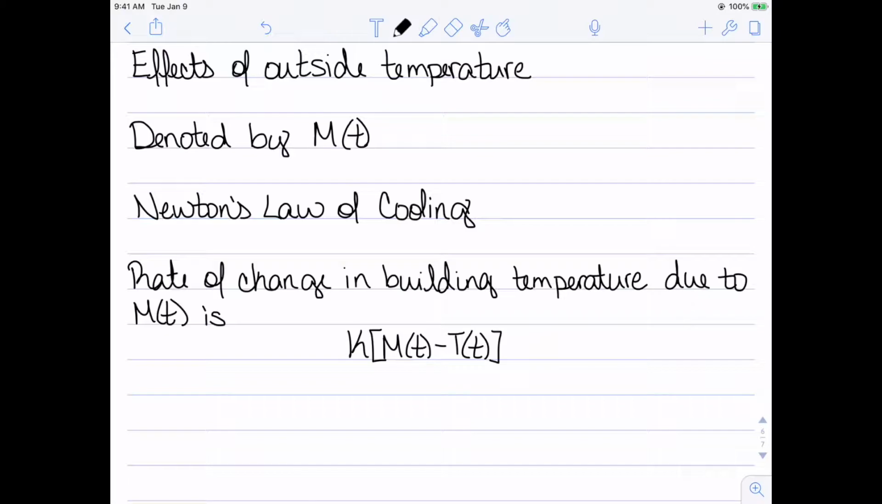And this law says that the rate of change in the building temperature is proportional to the difference between the outside temperature M of t and the inside temperature T of t. So we have k times (M minus T). And this k is going to depend on a lot of physical properties of the building, like the number of doors, the windows, the type of insulation, things like that. But it doesn't depend on M, capital T, or little t. So when the outside temperature is greater, then we have that this number is positive. It's going to increase the building temperature. On the other hand, if the outside temperature is smaller, this term is going to be negative, and the building temperature will decrease.